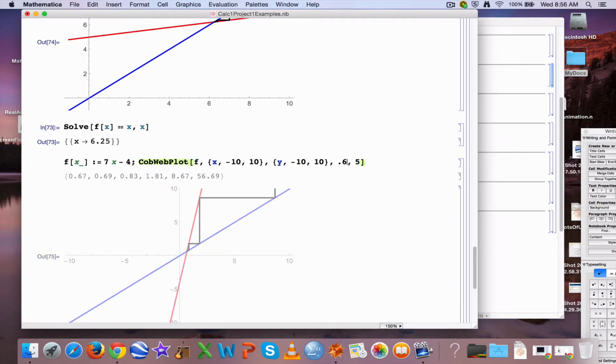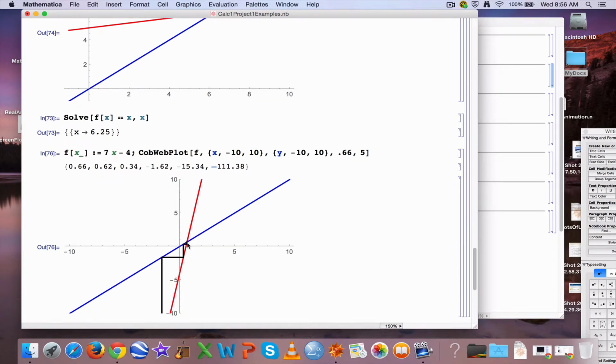If we start just less than the fixed point, at 0.66, now these points go off to minus infinity. We started just left of the intersection point. We start on the blue graph, y equals x. We go up or down, in this case down, to the red graph, left or right, in this case left, to the blue graph, etc. You repeat the process and you can see visually why you're going away from the fixed point.